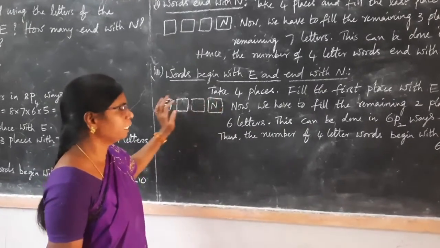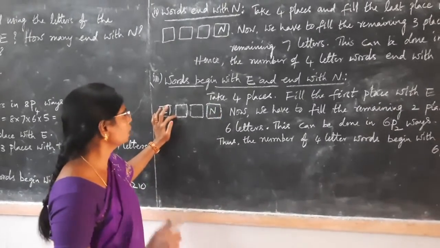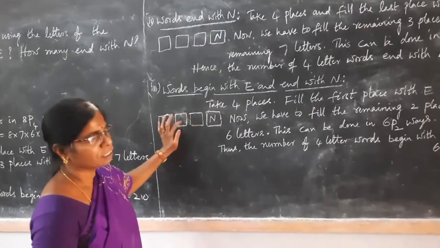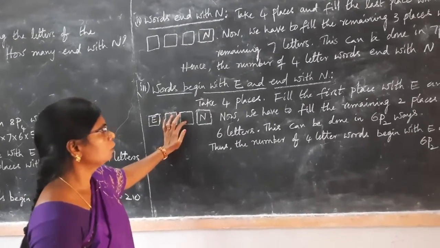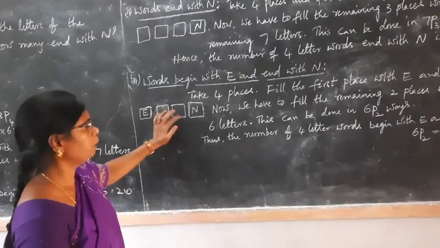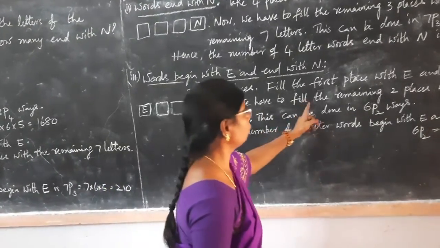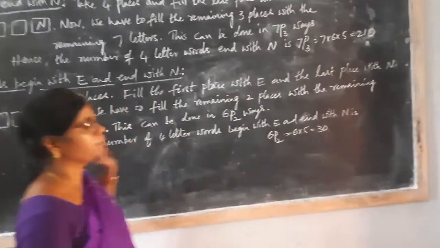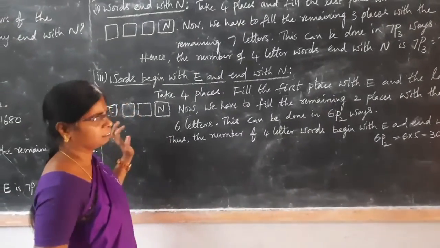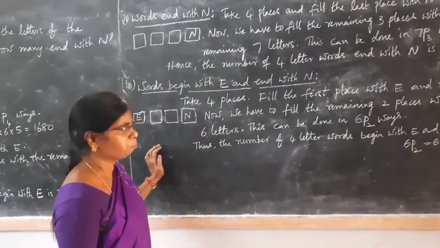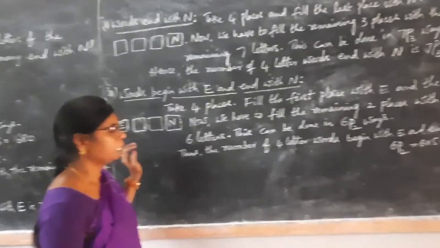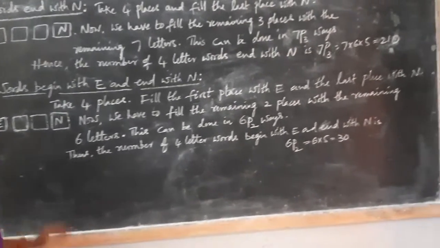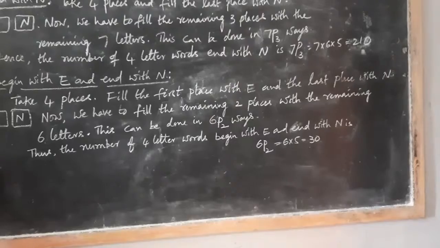So 6 letters are there, and using those 6 letters we have to fill these 2 blank places. So this can be done in 6P2 ways. We have to fill the remaining 2 places with the remaining 6 letters. This can be done in 6P2 ways. Thus the number of 4 letter words that begin with E and end with N is 6P2.